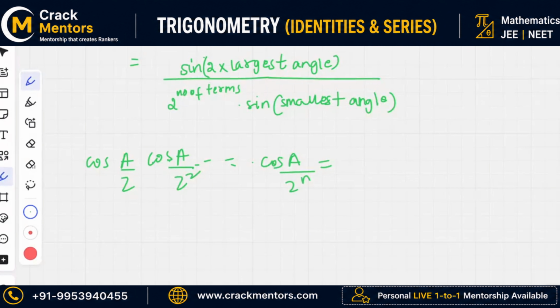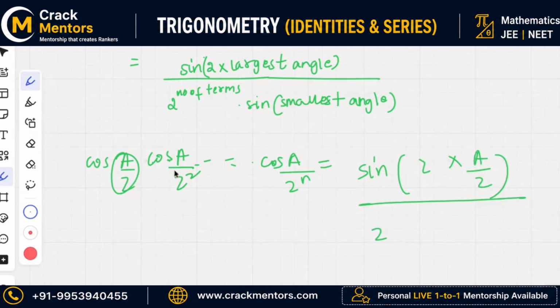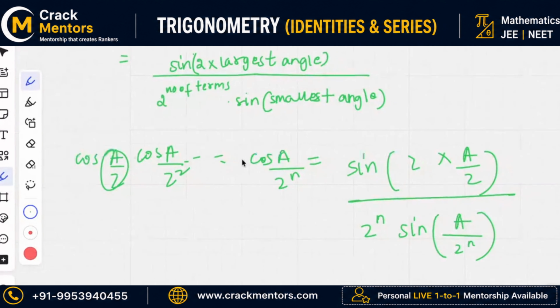Tell me one thing. What is the largest angle that you see here? Is it this, cos A by 2? Correct. Because it's in division, so obviously this would be the largest. So now it becomes sine 2 into A by 2. How many terms do you see? So it is 2 power 1, 2 power 2, all the way till 2 power n. So it's n number of terms. Then sine of smallest angle would be this, A by 2 power n. This is the answer.